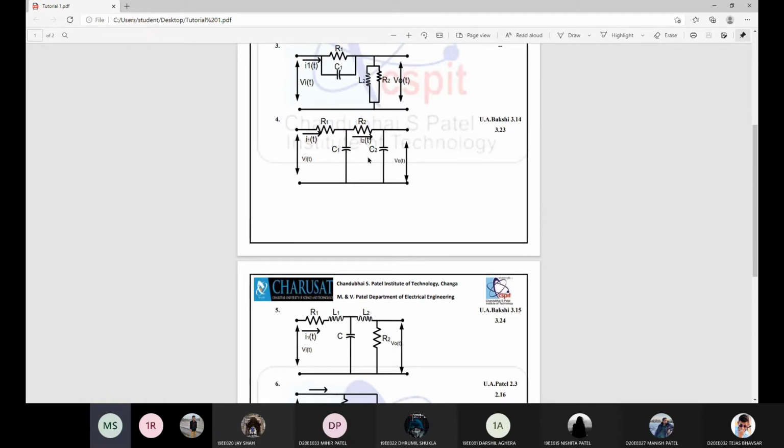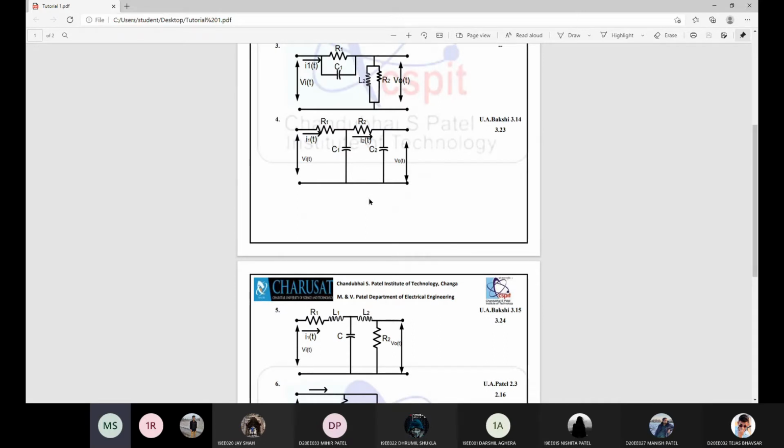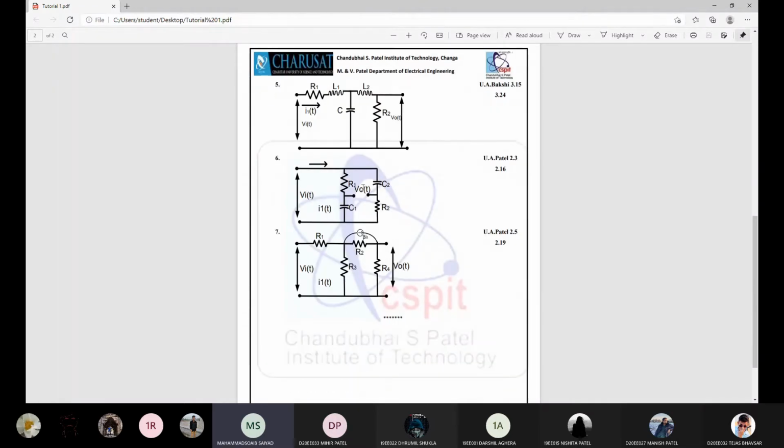Those two loops we can find out by making three equations: two mesh equations and one simple equation. From these three equations we will convert to the final two equations, and from these two equations we will find out V output S upon V input S, and we can find the transfer function. I hope you have completed those examples, because the only example left over is this one. We have taken this seventh example as well.